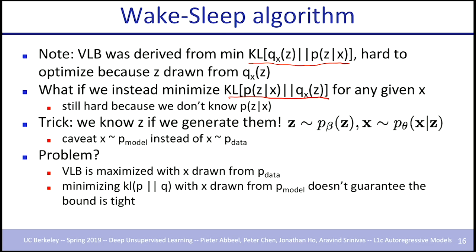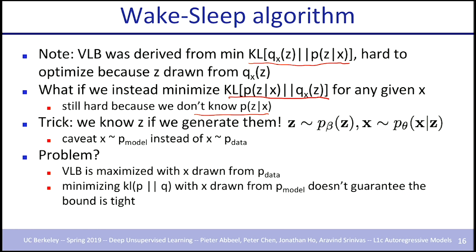So, but there was a problem, right? We still don't know the true posterior. Like if we knew it, then we wouldn't need to optimize for it. So the core problem is, how can we do that? And really the core trick in what's called the wake-sleep algorithm, which is an algorithm that's like three decades old.